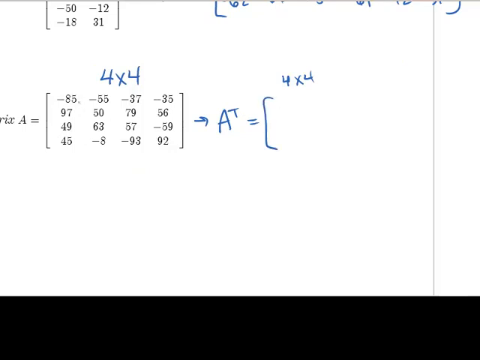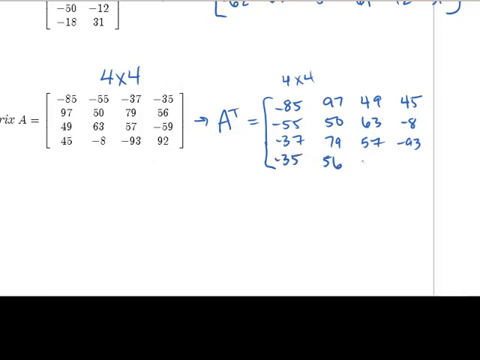So I'll just start with this column here. So negative 85, 97, 49, 45, next column, which becomes a row, negative 55, 50, 63, and negative 8. Third column becomes our third row, negative 37, 79, 57, and negative 93. And we need to extend this bracket down a little bit lower. Finally, our last column, negative 35, 56, negative 59, and 92 becomes our final row. And that's it. So that's how you transpose a matrix.